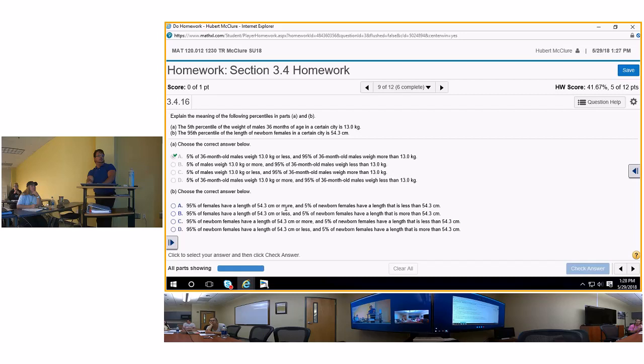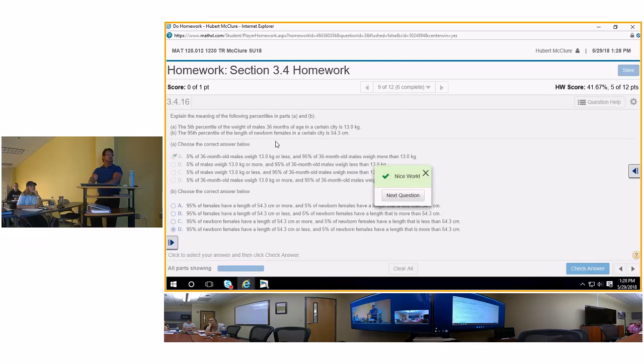95% less. 95% of newborn males have less. I see less right here. But that's newborn. Let's see what it says. 95% of newborn females. So that'd be newborn females. 54%. How about D as in Delta? We feel good about ourselves. That's a test question.